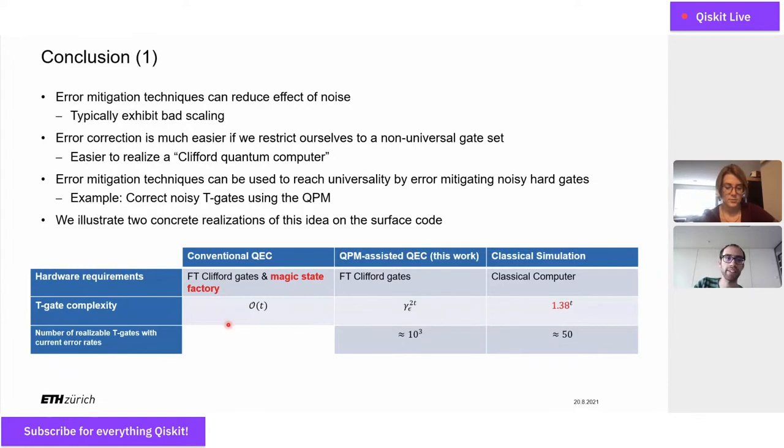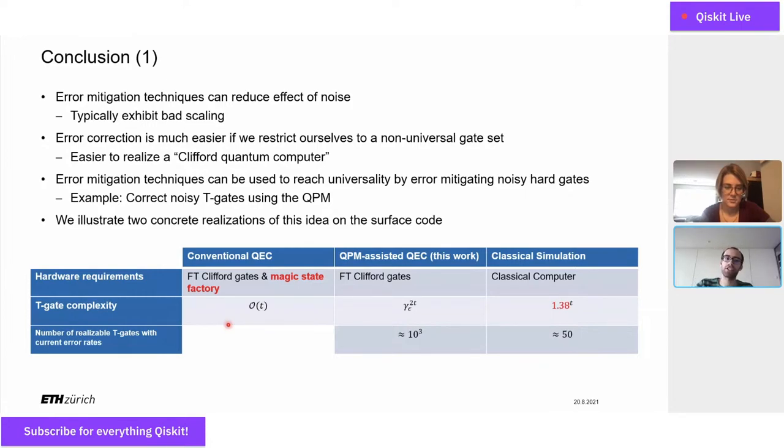I see that time is running quickly, so at this point, I'd like to get to the conclusion. Just to reiterate what I was talking about in the beginning, error mitigation techniques are nifty tricks that allow us to reduce the effect of noise in a very hardware-friendly manner on near-term hardware. But typically, they exhibit some kind of bad scaling because they don't really prolong the coherence times of the qubits. In the case of the quasi-probability methods, this meant explicitly that we have a sampling overhead that scales exponentially in the circuit size. We need to make a number of shots that is exponential in the circuit size.